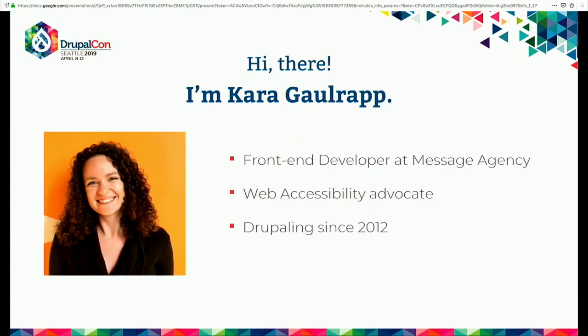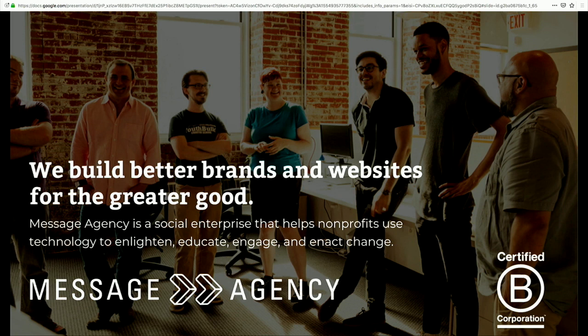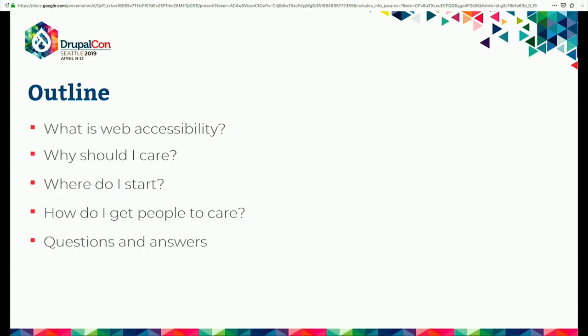So a little bit about me. I'm Kara Golrup, and I am a front-end developer at Message Agency, and I also oversee our web accessibility initiatives. I've been using Drupal since roughly 2012. So a little bit about Message Agency. We are a full-service digital agency in Philadelphia. We're a certified B Corp, and we work a lot with nonprofits, universities, foundations, and government, and other mission-aligned for-profits.